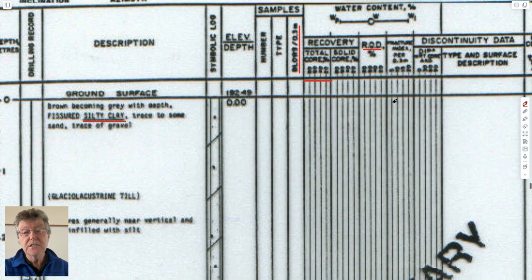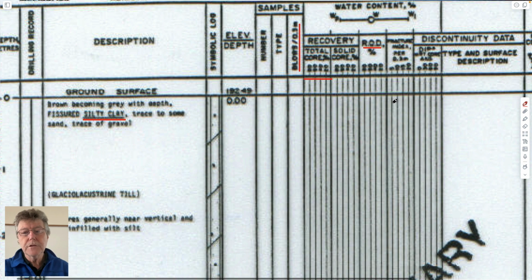Fractures per meter is what that is. That would be useful for the things that we're doing here. Spacing of fractures: 3 fractures per meter would be a fracture spacing of 0.33 meters.